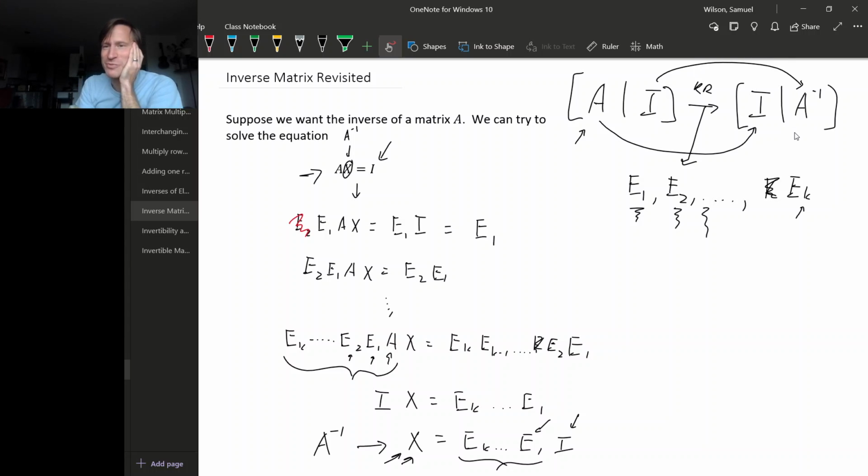The reason that A inverse shows up right here is because we started with the identity matrix and we did the exact same row operations to the identity matrix that we did to A to reduce A to the identity. So this really explains why our calculation trick, or this is a more matrix-oriented version of why our trick for calculating an inverse matrix actually works.